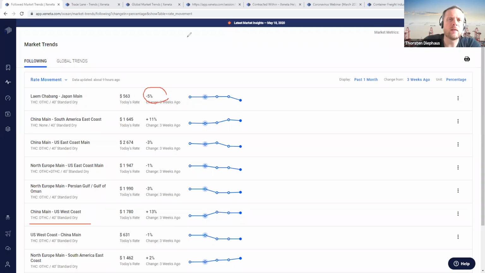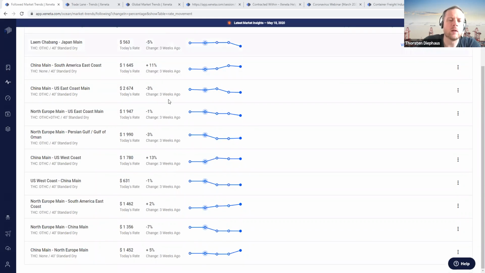This is the kind of information which should always allow you, on the most important trades for you, to really check what's going on. Have a quick look every week, in order to see where it makes sense to have a stronger focus, or whether it is good enough because the market doesn't really change that much. For example, China main to North Europe main, market is up by 5% compared to 3 weeks ago, and the major increase happened last week.